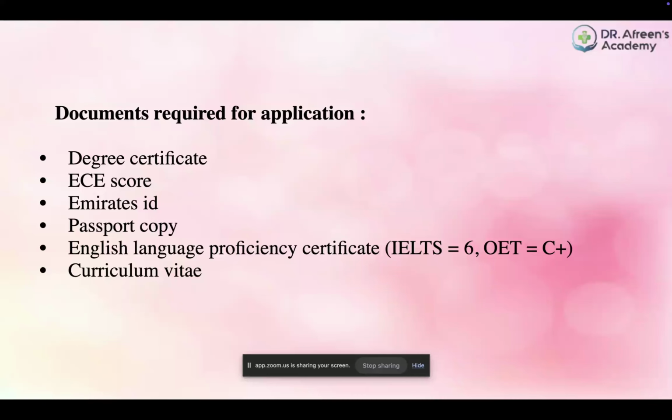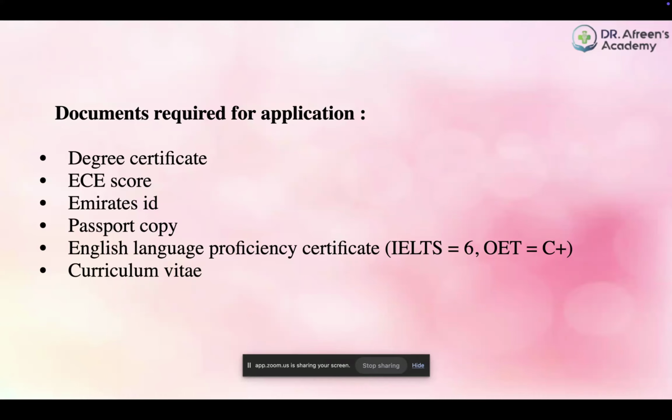So the next is Emirates ID and passport copy. Of course, you are required to have a mandatory Emirates ID, residence visa, and passport copy. All these three documents need to be attached during the application time.